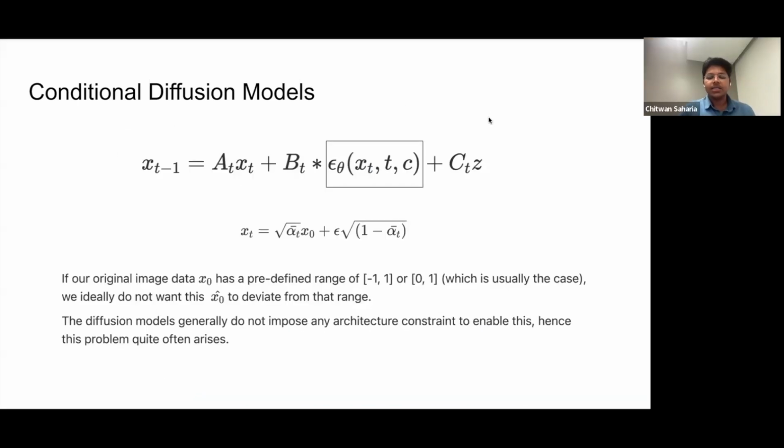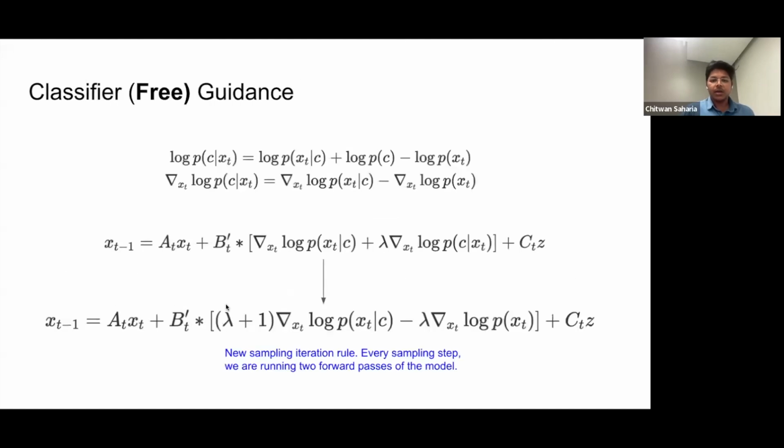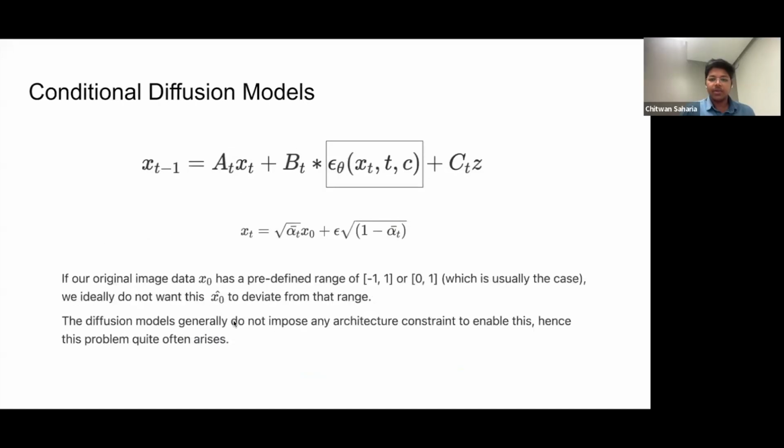So this thresholding thing, this fact that the images are supposed to have a predefined range, and this X0 can completely deviate from it because there's no architecture-level constraint on it, is actually a very big problem. And the problem happens more when you have high guidance weight. If these lambdas are very high, it typically turns out to be a very big problem.